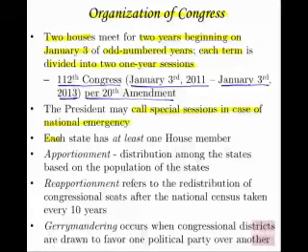And again, each state has at least one House member. That's the way everything is structured. So if you have a very low population, you're guaranteed at least one House member, whereas if you take a look at California and their 50 plus representatives, it reflects the high level of population. Apportionment refers to the distribution of seats among the states based on their populations. Reapportionment refers to the redistribution of congressional seats after the national census is taken every 10 years.